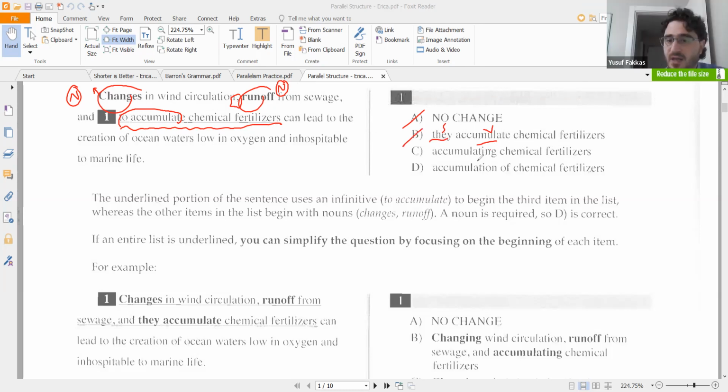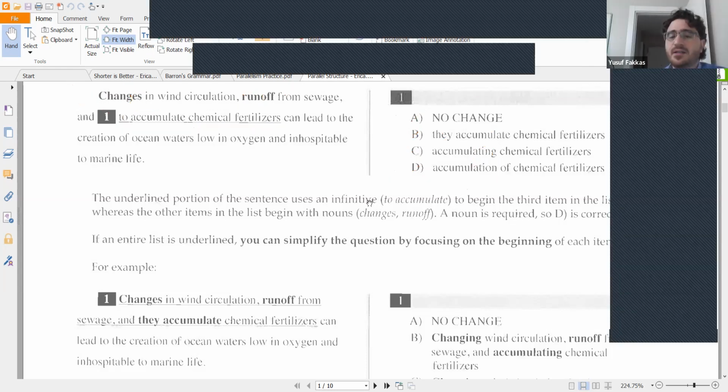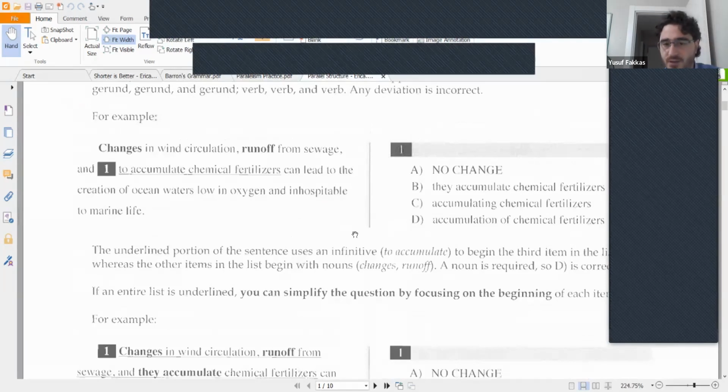Accumulating? The chemical accumulation. Good. So C doesn't work here because it's -ing, a gerund. We need a noun: accumulation of chemical fertilizers. And yes, the answer is D. Sometimes the nouns are the gerund. If the only noun in the options you have is a gerund, and you have other gerunds in the sentence, then you go for it.